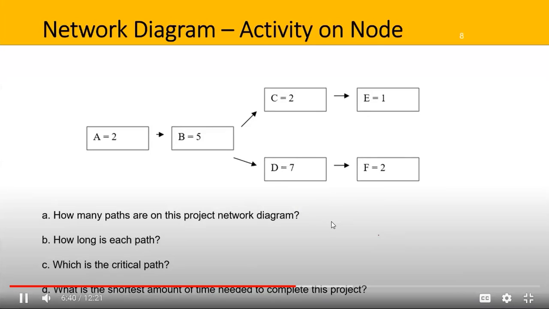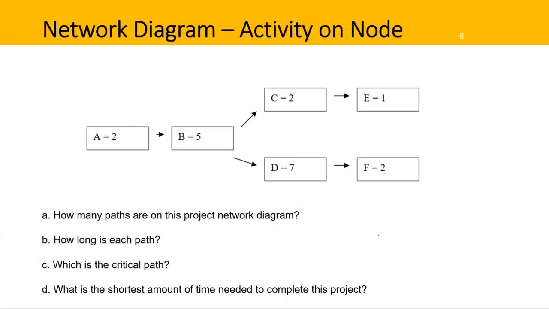On this project network diagram, how long is each path? What is the critical path? And what's the shortest amount of time needed to complete this project? Let's figure it out. First of all, how many paths?